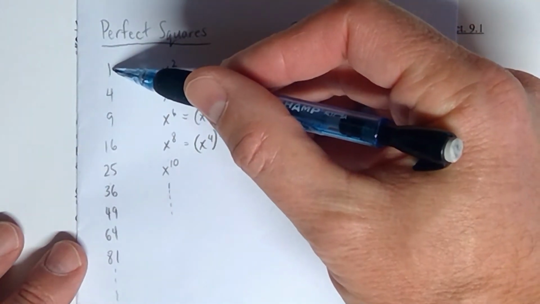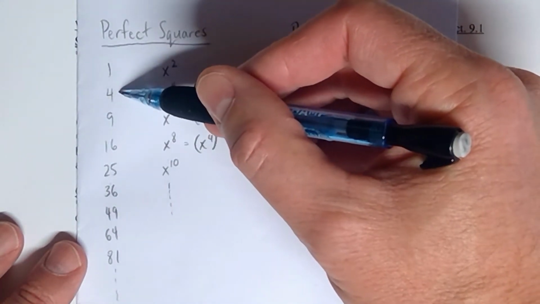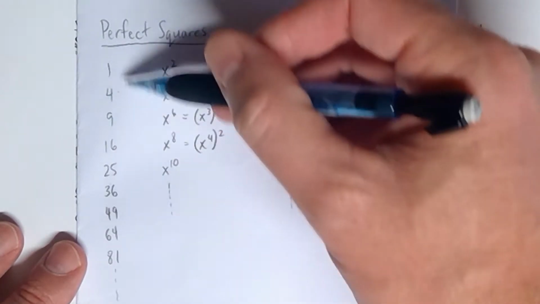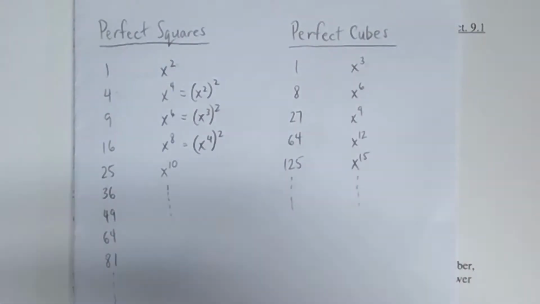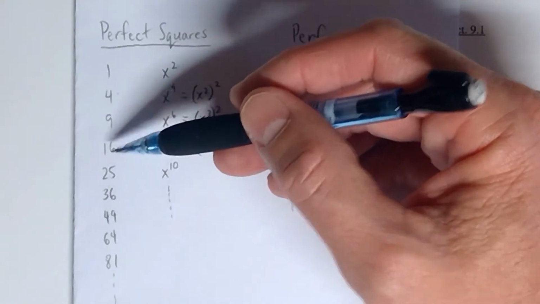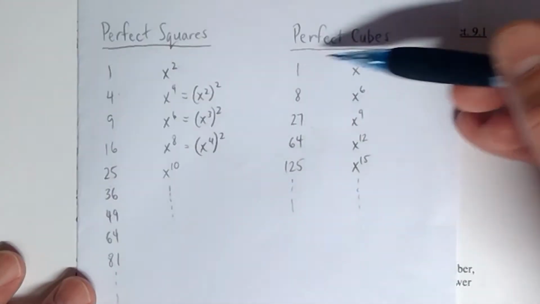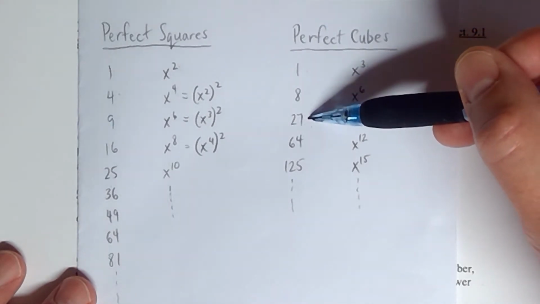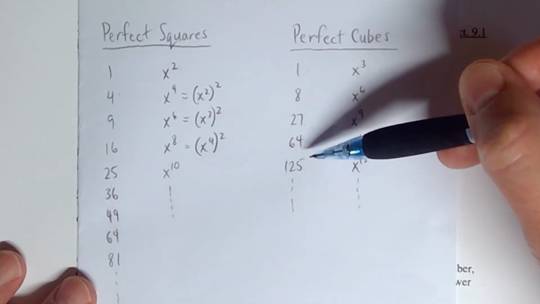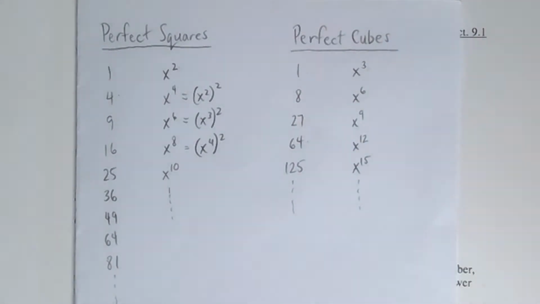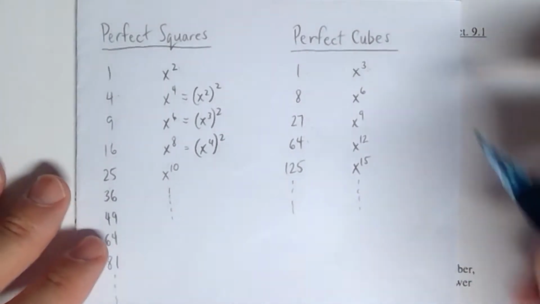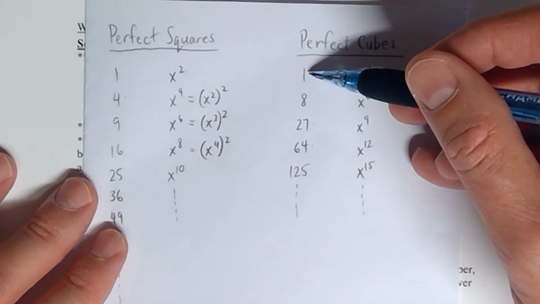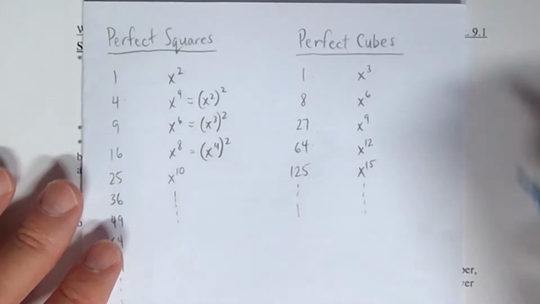As you know, 1 is the same thing as 1 squared. This is the same thing as 2 squared, 3 squared, 4 squared, 5 squared, and that's where this list came from. It's all the whole numbers being squared. This over here is the same thing, only it's cubed: 1 to the third power, 1 cubed in other words, 2 to the third power, 3 to the third power, 4 to the third power, 5 to the third power, and so on. When you take a whole number to the third power, that's why we call them perfect cubes in the first place.